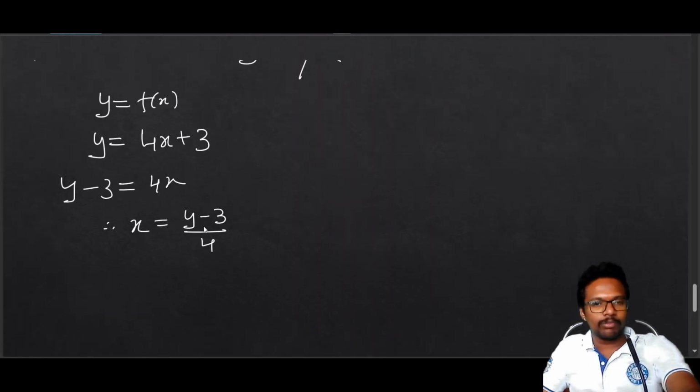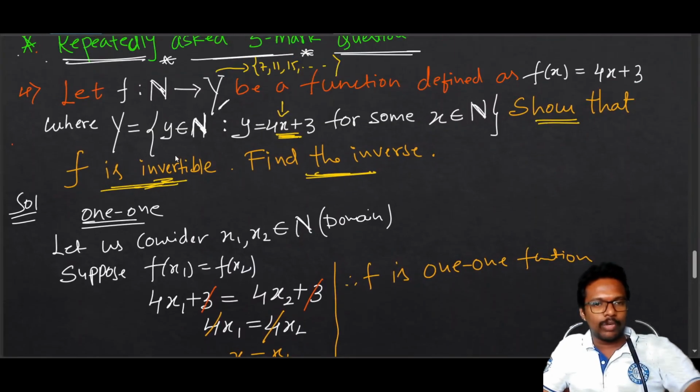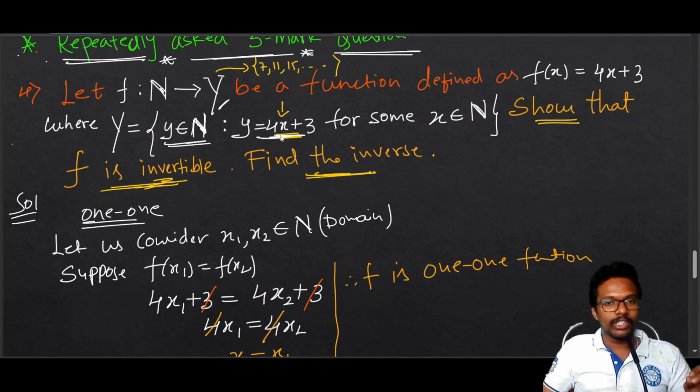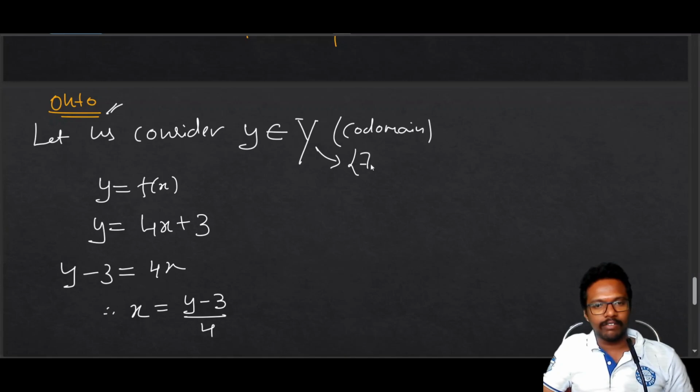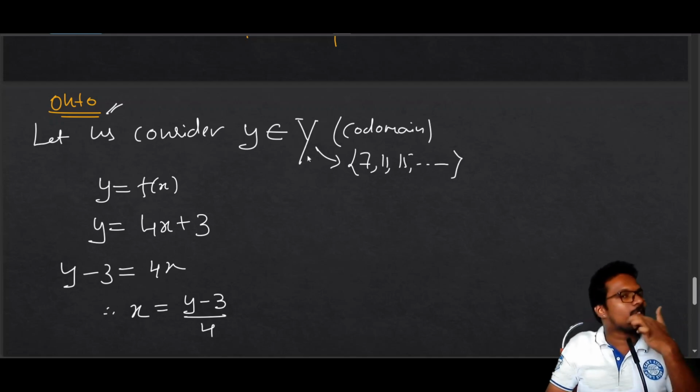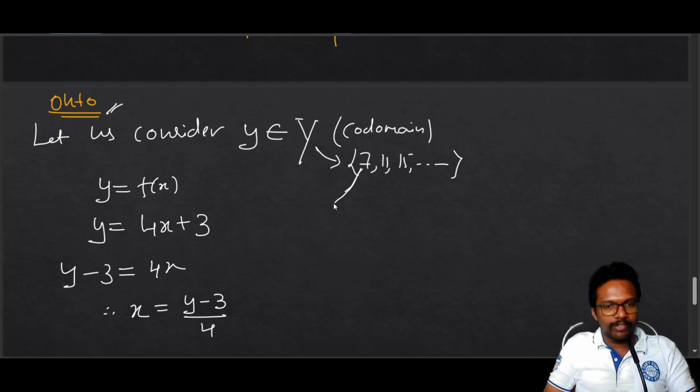y minus 3 divided by 4. If you observe clearly here, y is nothing but a natural number, and y should satisfy this 4x plus 3 condition. Whatever values we get out of 4x plus 3, those values are contained in this capital Y. We already found out that capital Y contains 7, 11, 15, and so on. So simply, for the sake of verification, just put 7. So y equals 7.